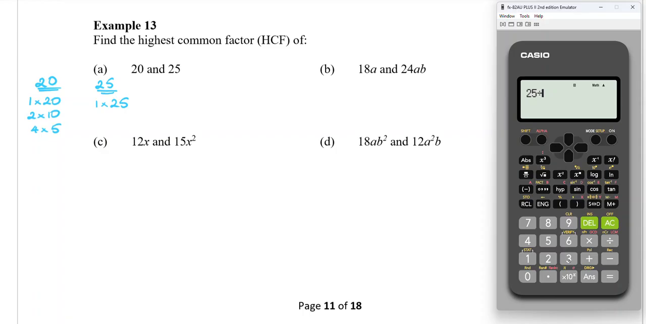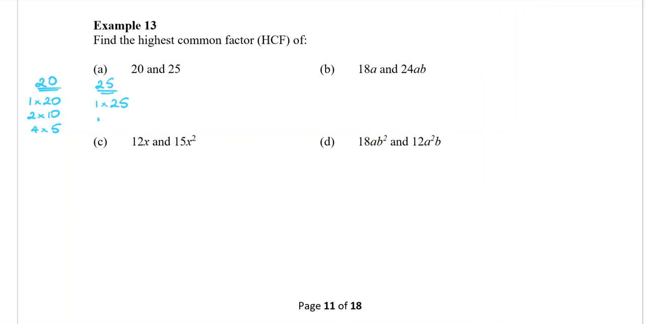I want it to go exactly. 3 doesn't work. 4 doesn't work. But 5 does. So 5 times 5 would be another pair of factors.